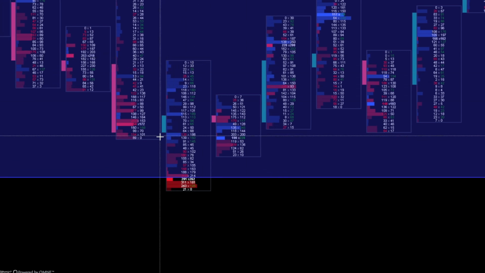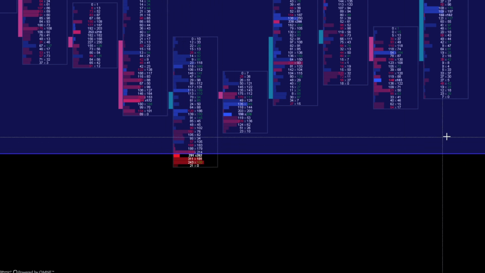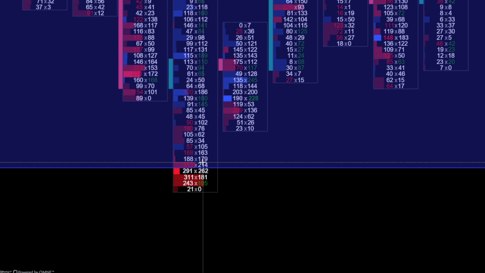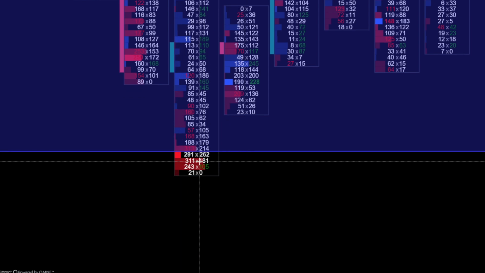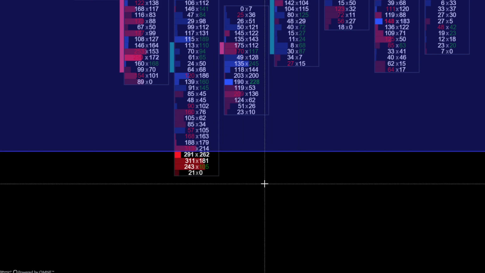We can see the majority aggressive buyers, but over here we have very dark red, right? Very dark red, so that means there's more aggressive sellers. So again, we have selling. We can call it selling pressure, more aggressive sellers than aggressive buyers. So what's going on here? The same thing. 311 for 181, 243 for 105, and then 21 for 0.